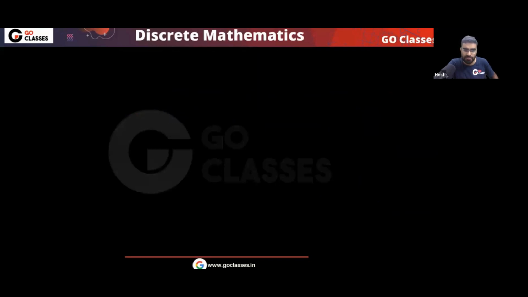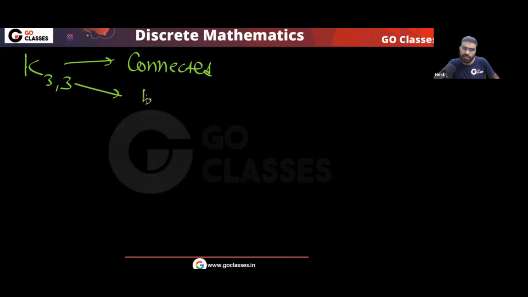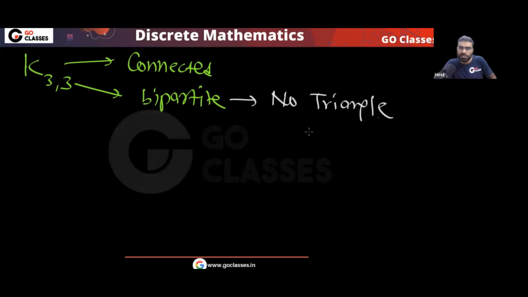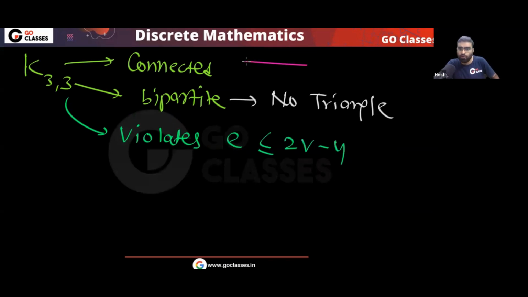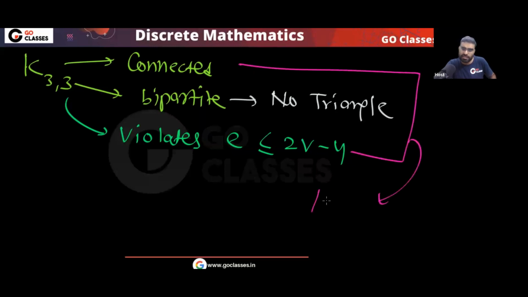Similarly, what about K33? This K33 is connected. This is bipartite. Bipartite means no triangle. So this is connected and there is no triangle, but this violates E is less than or equal to 2v minus 4. So from these three, what can I say? Tell me. From these three, I can say this graph K33 is not planar.